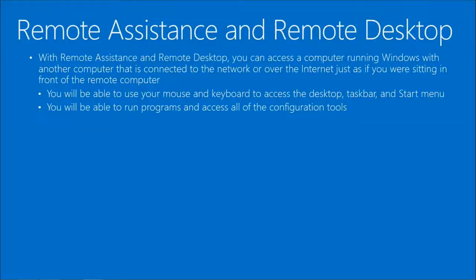And again, the main difference: workgroup, decentralized model; domain system, centralized model. Remote assistance and remote desktop. This is the ability to access a computer from a separate system. So you're accessing the computer remotely. You can use the mouse and keyboard on your remote system, and it will appear to be running on the remote system. And then you can use programs and access your configuration tools on the remote systems.